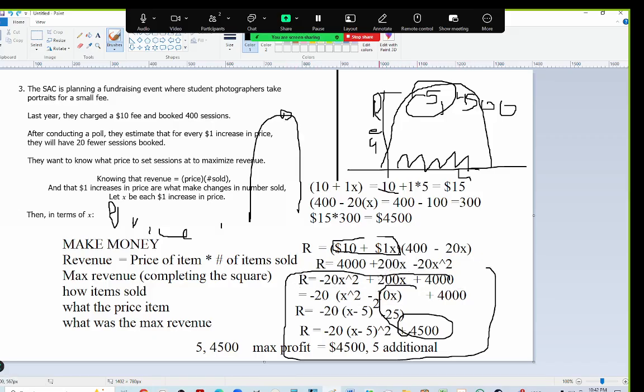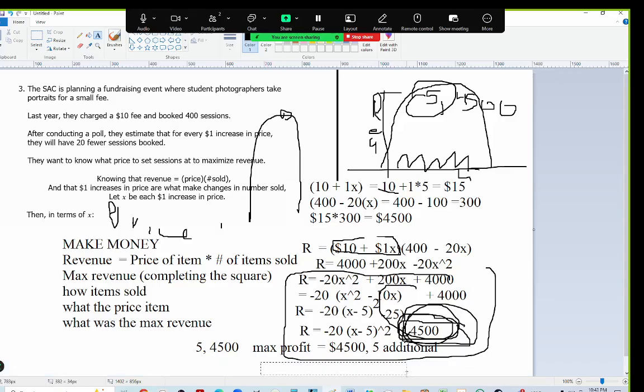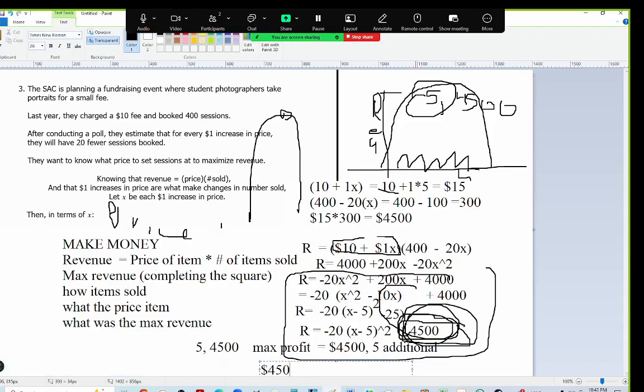My X values relate to these things, the price and the sessions. The Y value is the revenue. So that's where people get confused. They think, oh, I had to sell 4,500 sessions. But no, that's not what it's measuring. This is your maximum number of dollars. So 4,500 is your revenue. You had to multiply your units times your price to get that 4,500.